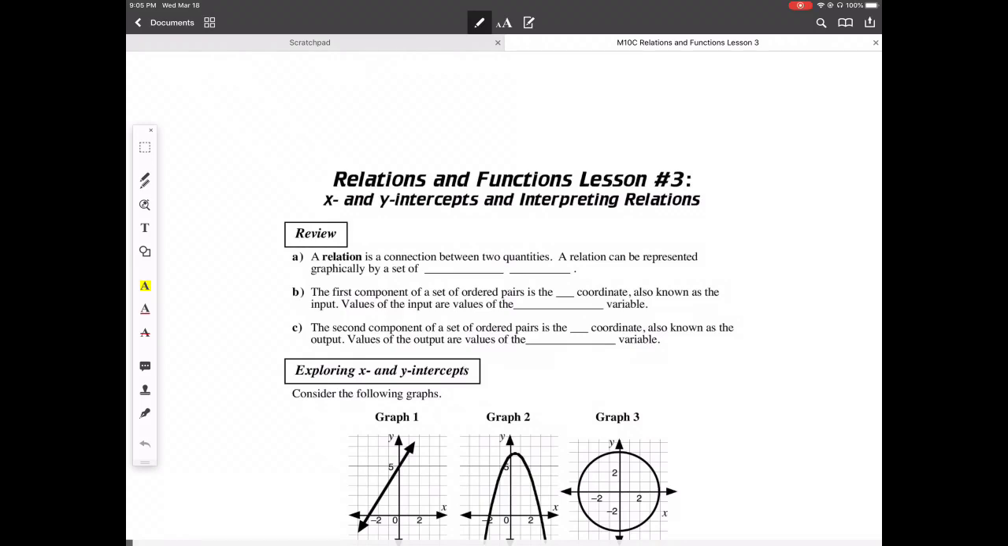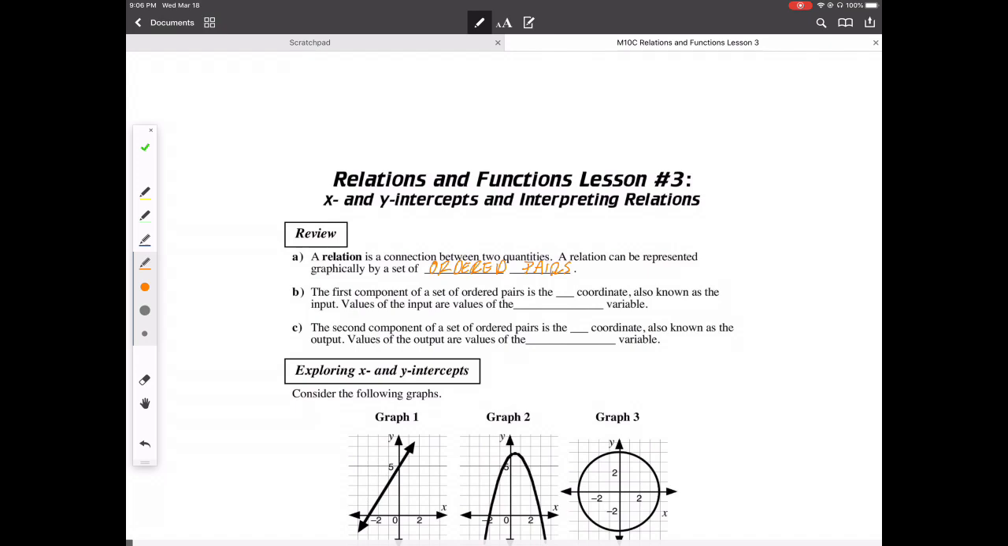Hey guys, so the lesson that we're going to be taking a look at first is relations and functions, lesson number 3. We're going to take a look at the x and y intercepts and interpreting the relations. Like it says, we already learned this when we did the first two lessons. A relation is a connection between two quantities. A relation can be represented graphically by a set of ordered pairs, which we sometimes refer to as coordinates.